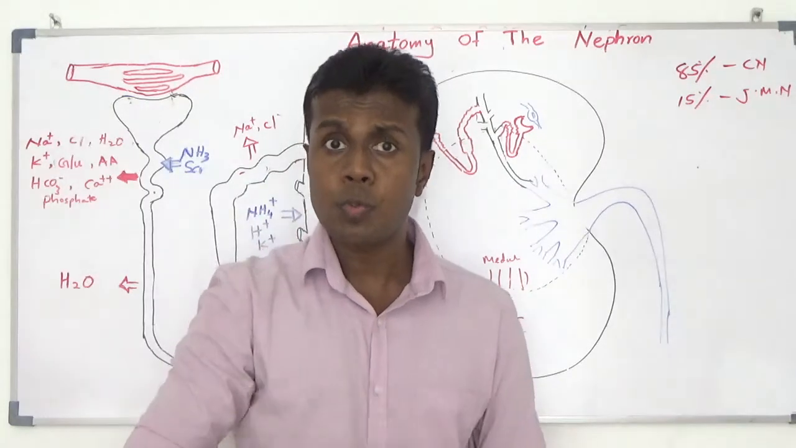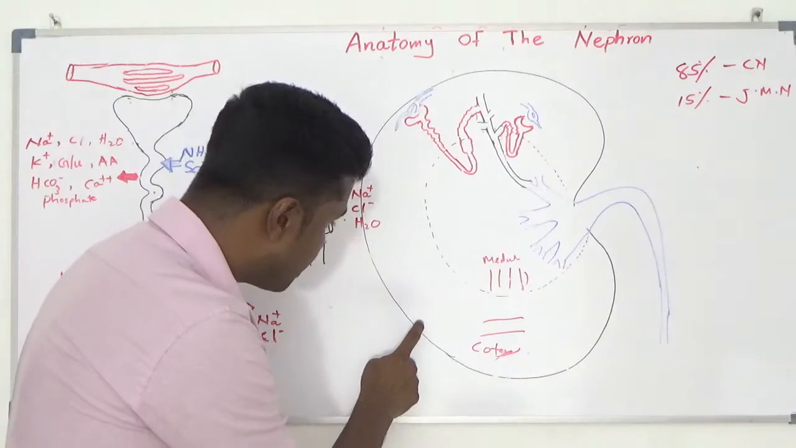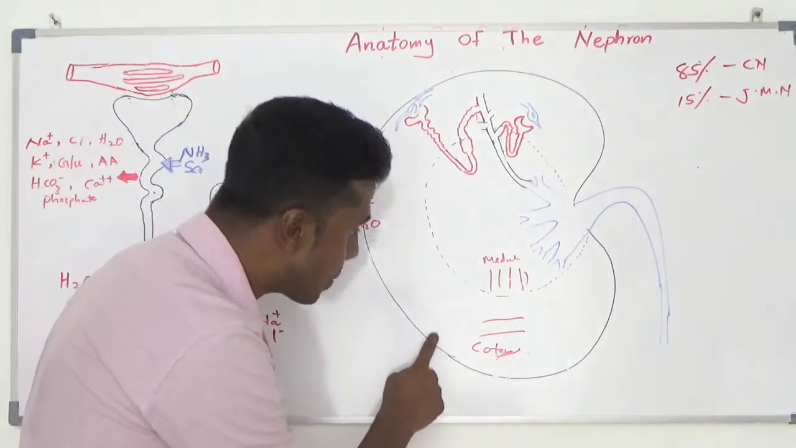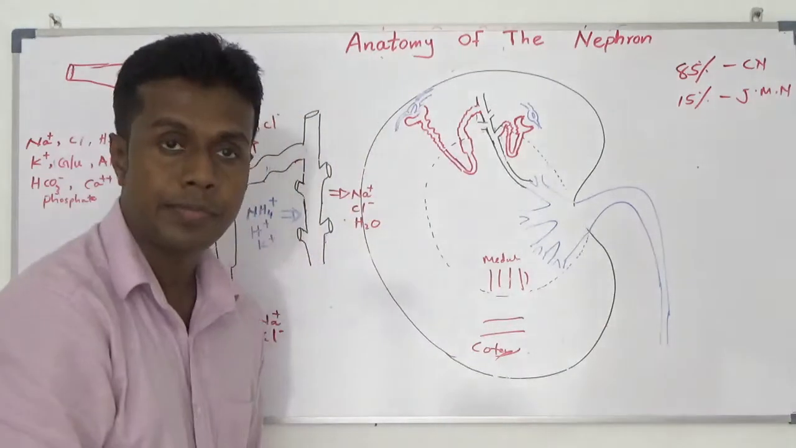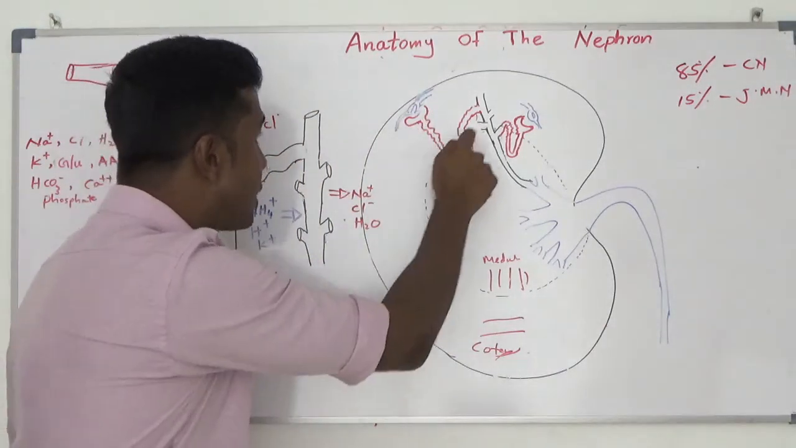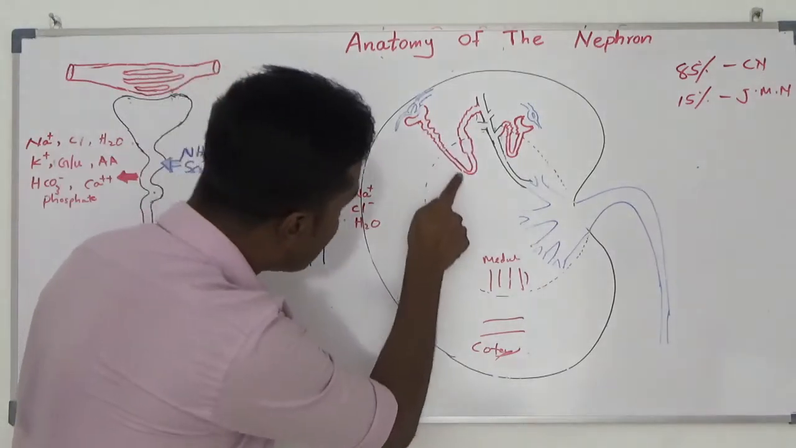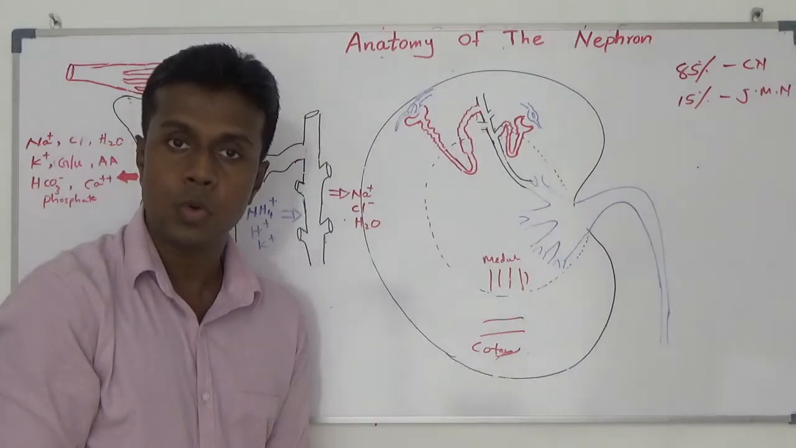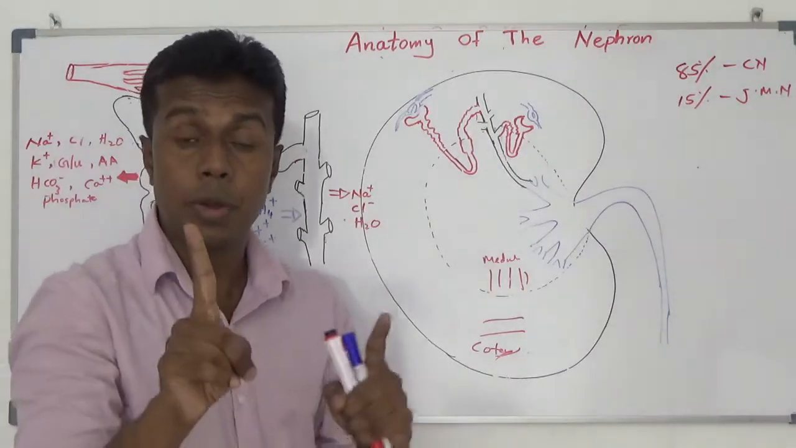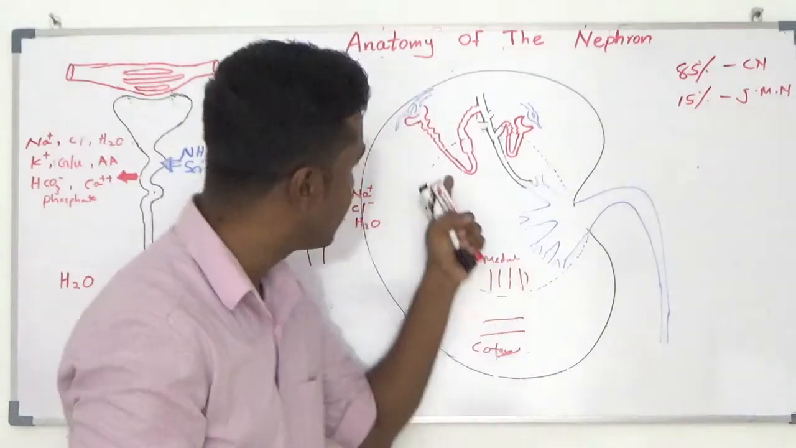If I go through microscopically, I can see that the majority part of some nephrons is present in the cortex. A very little amount goes into the medulla and comes back, like here. This one is called a cortical nephron. 85% of your kidney's nephrons are cortical nephrons, like this.